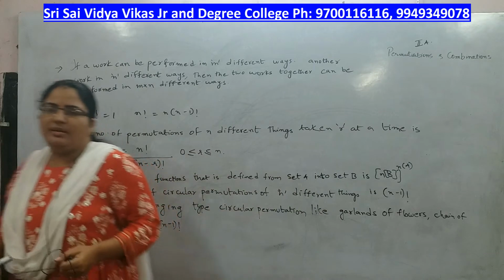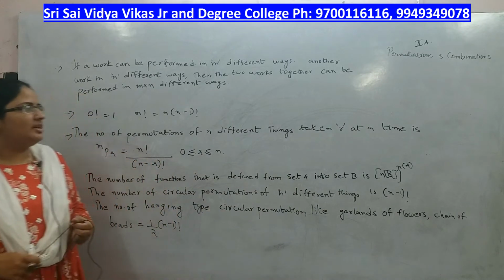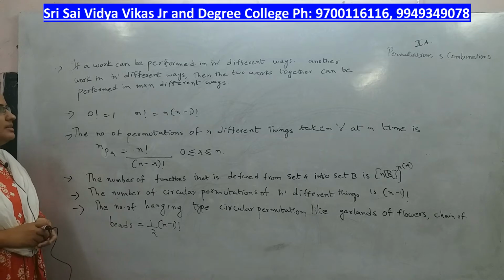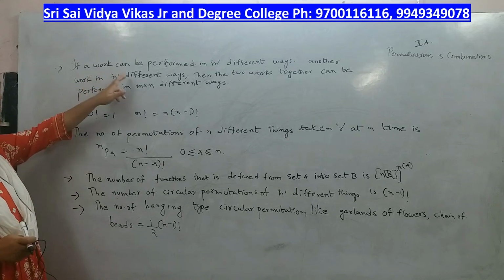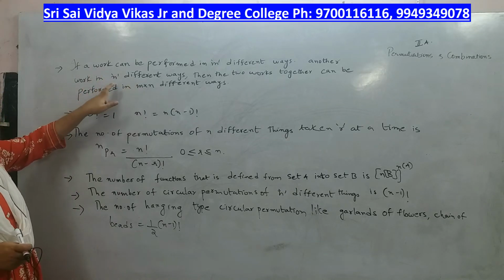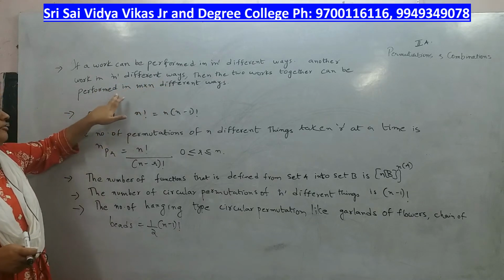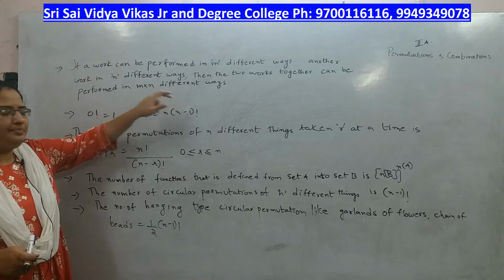The next topic we are starting is permutations and combinations. In this topic we have some notes. Let us discuss some notes. If a work can be performed in m different ways, and another work can be performed in n different ways, then the two works together can be performed in mn different ways.